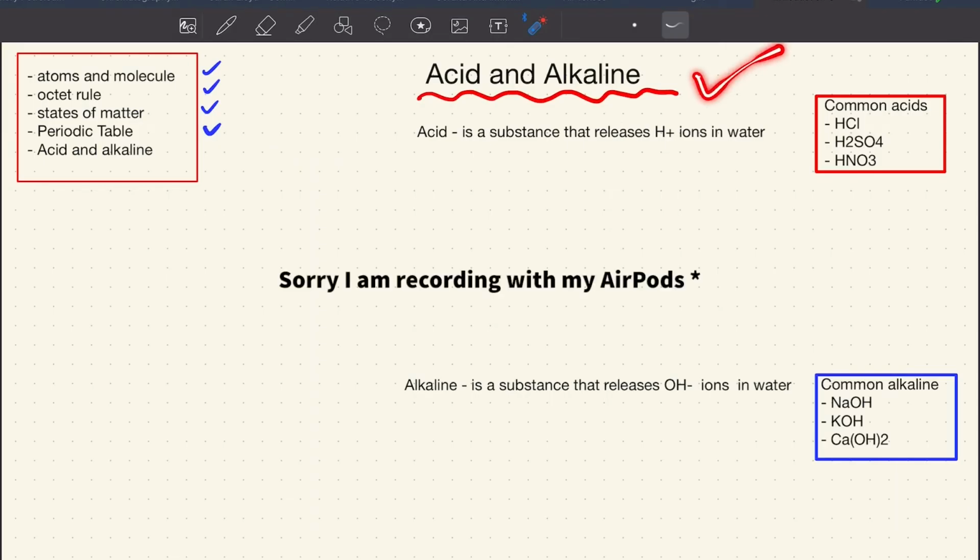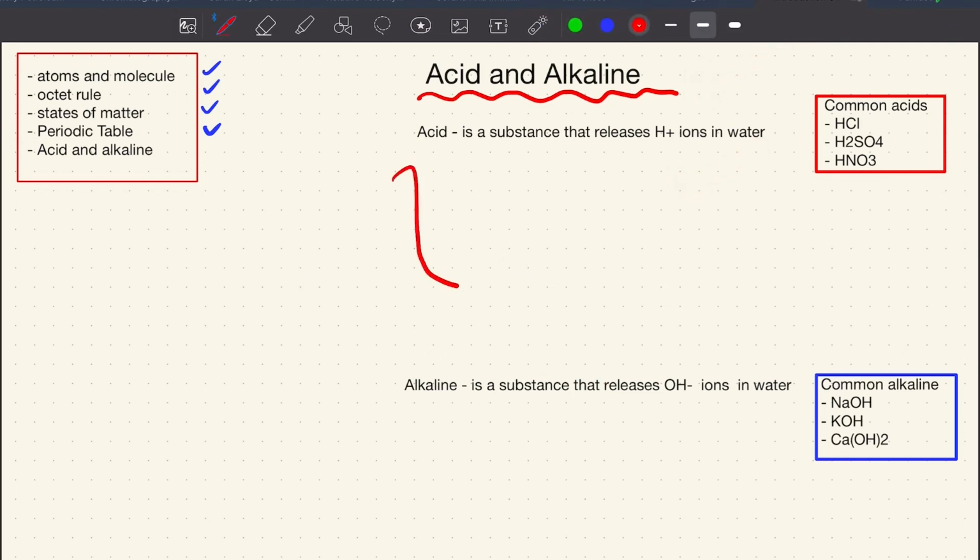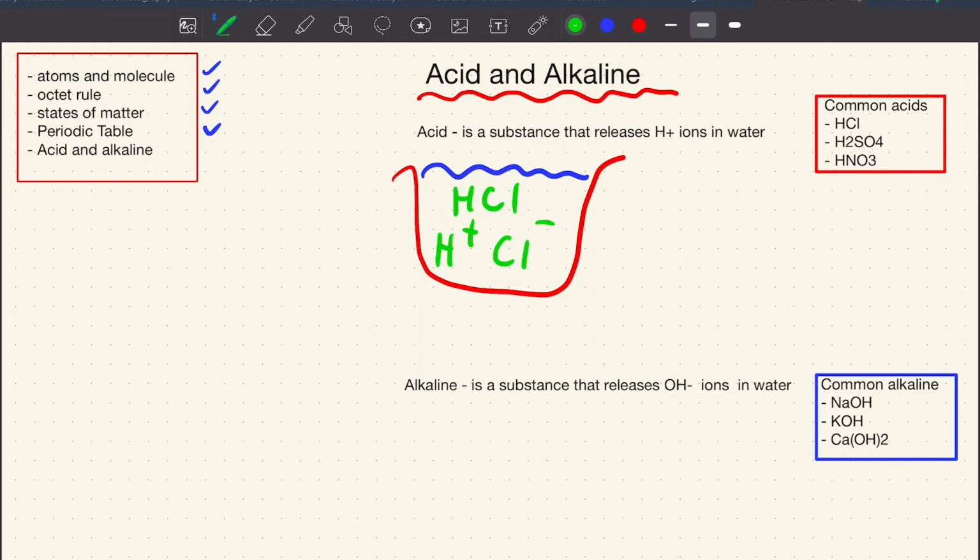So we got acid and alkaline here. Acid is a substance that releases H+ ions in water. So let's take a beaker. Let's fill in some water and let's add some HCl in it, hydrochloric acid. When we stir the hydrochloric acid, it will break down into H+ and Cl-, and it releases H+ ions here.